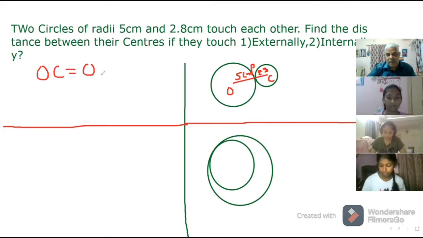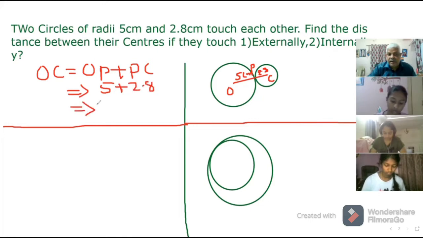OC is OP plus PC. Right, friends? OP plus PC. So OP is 5 plus 2.8, which gives 7.8. Absolutely, we are at the basic level of the circles chapter. Remember, this is case 1, that is, when the circles are touching externally.